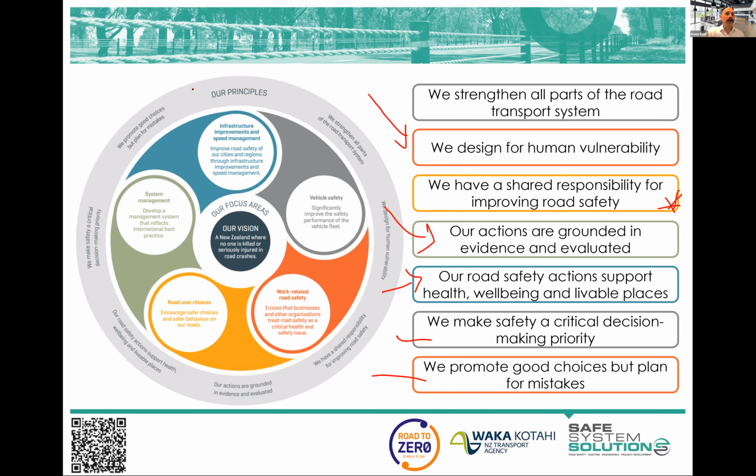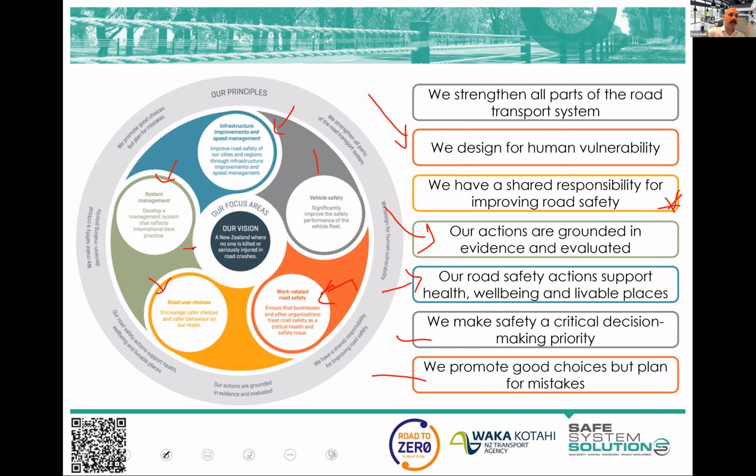And you can see there these circles here in the diagram are these different levers that we are using to pull. So we've got the infrastructure and the speed management, the vehicles, still got road user choices and enforcement and those sorts of things included in there, the management of the system as an entity, and work-related road safety. So that's a really good one, trying to, again, jump on the coattails of workplace health and safety and broaden that philosophy. And there's a vision in here.